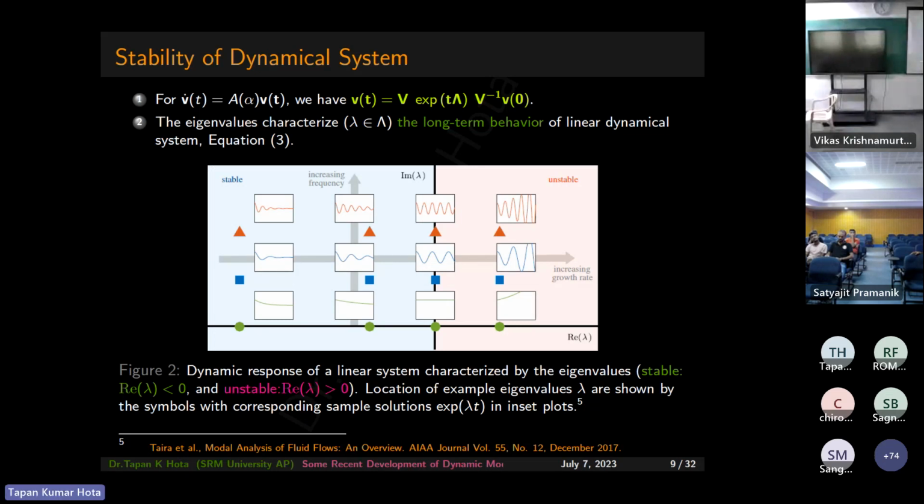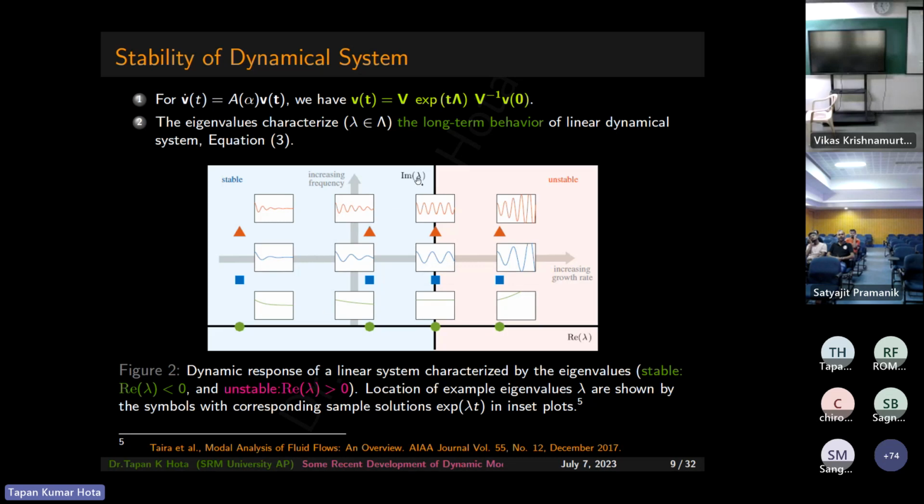So how is stability established? First, the eigenvalues determine it. If A is a normal matrix, the solution is V exponential of t lambda V inverse. This lambda describes the long-term behavior of the dynamical system. For example, in this plot the x-axis is the real part of lambda and the y-axis is the imaginary part of lambda. The green dots mean only real values are there. If the real part is negative, e to the power minus something times t keeps decreasing. If the real part of lambda is 0 and the imaginary part is 0, it is e to the power t times 0, which is constant. If lambda is positive, it keeps increasing, that is the amplification.